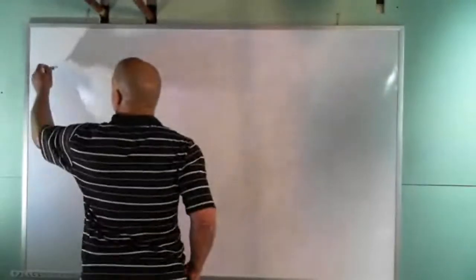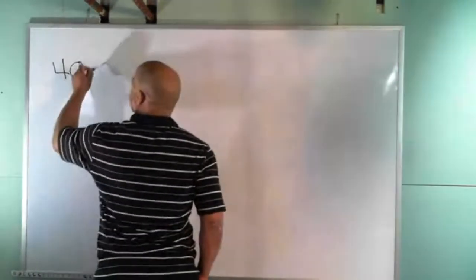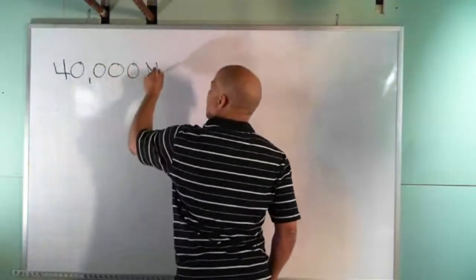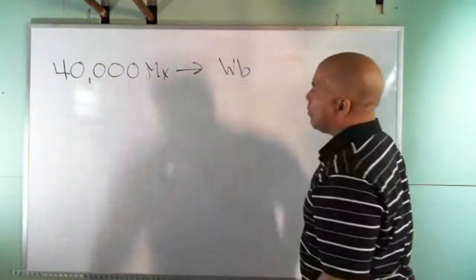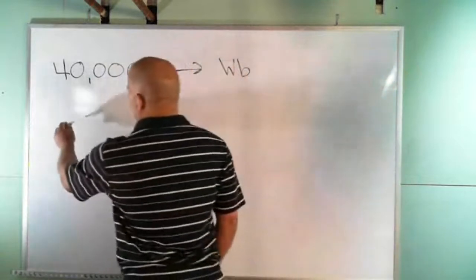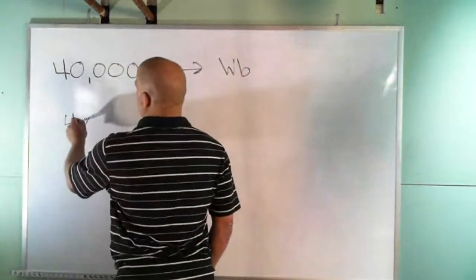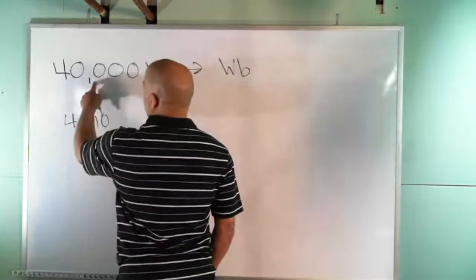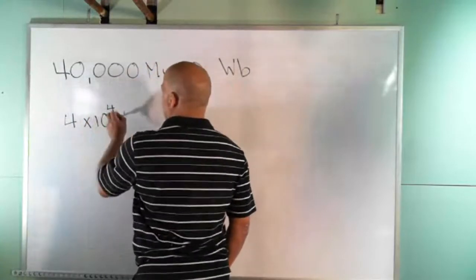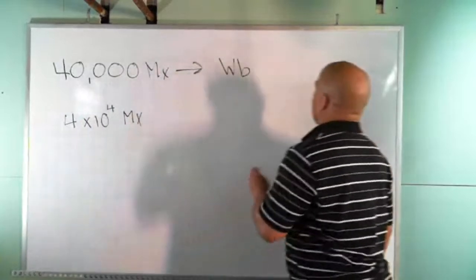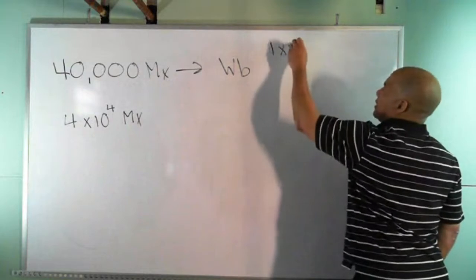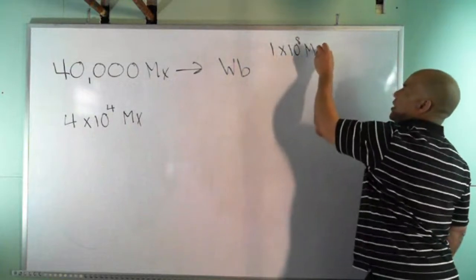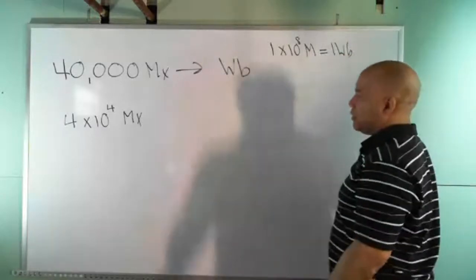So we got 40,000 Maxwells. And we want to convert that to Weber units. So the question is, how many Webers is that? And you go ahead and do the math. I want to write this as 4 times 10 to the 4th Maxwells. And if you remember, I gave you a conversion factor that said 1 times 10 to the 8th Maxwells is the same as 1 Weber. So that's what you want to use to do this.